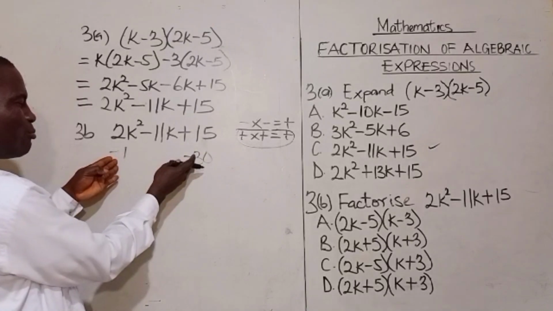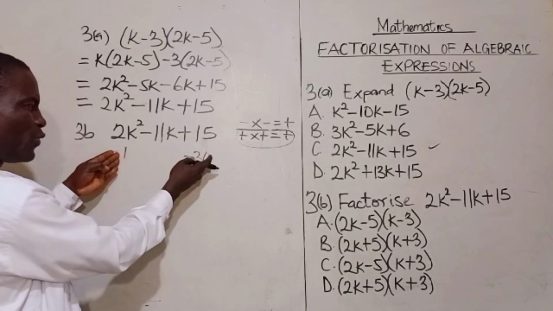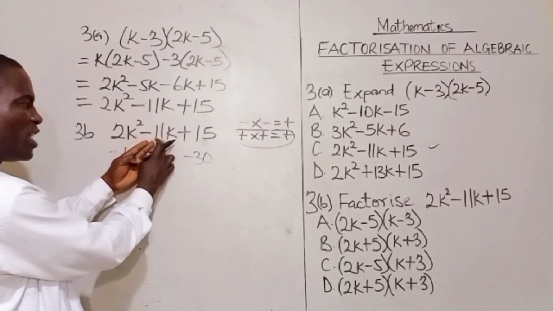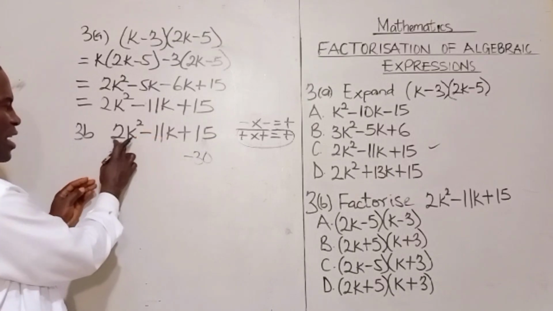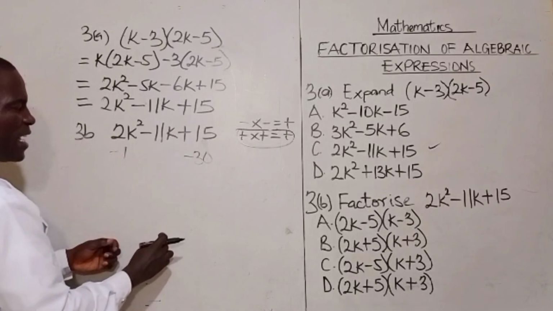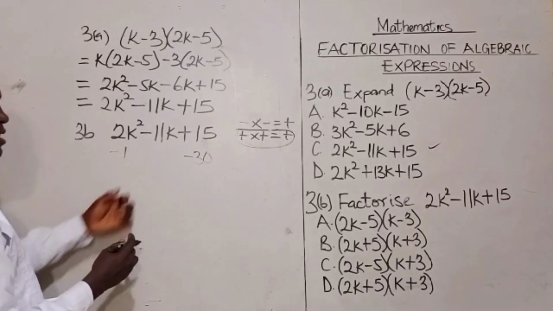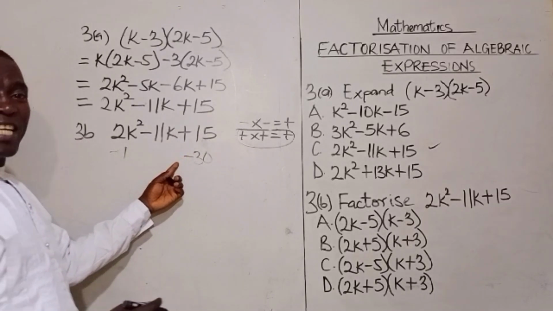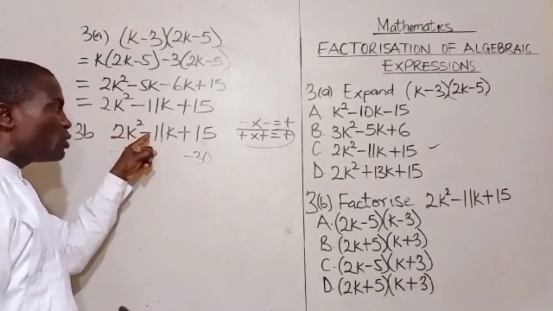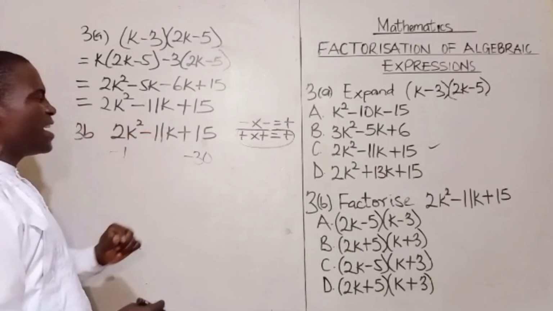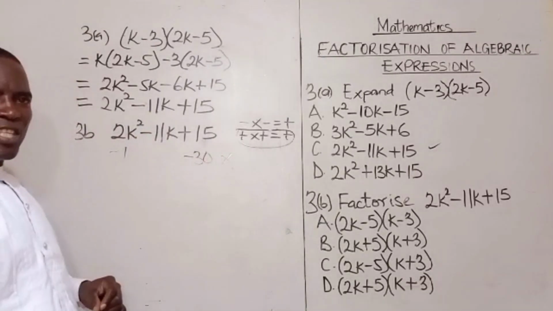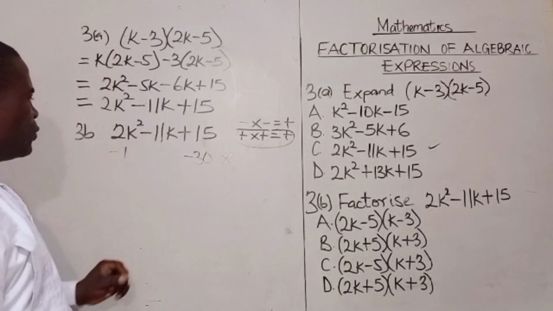If we put this and this together, if we simplify this and this, can it result to minus 11? That is to say, if I'm owing minus 1 and I'm still owing minus 30, the result is going to be minus 31, which is not what is here. So we need the one that will give us what is inside here. So this one is not favorable. It does not fit into this middle term.